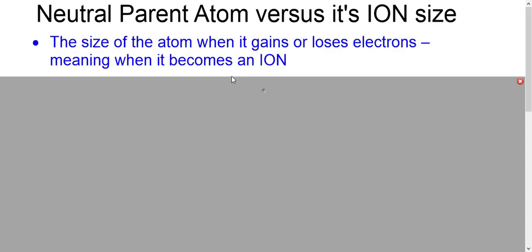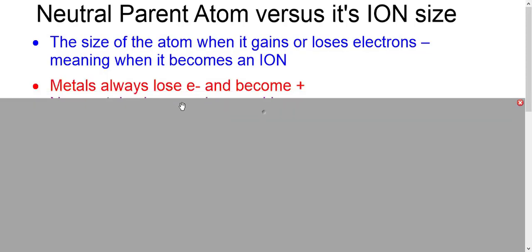Now we're going to look at how the parent atom, what we just talked about, the normal size of an atom, compares to its ion size. So this is going to be the size of an atom when it gains or loses electrons, meaning when it becomes an ion. So you have to know what ion every element forms, and then how that ion changes the size of the atom.